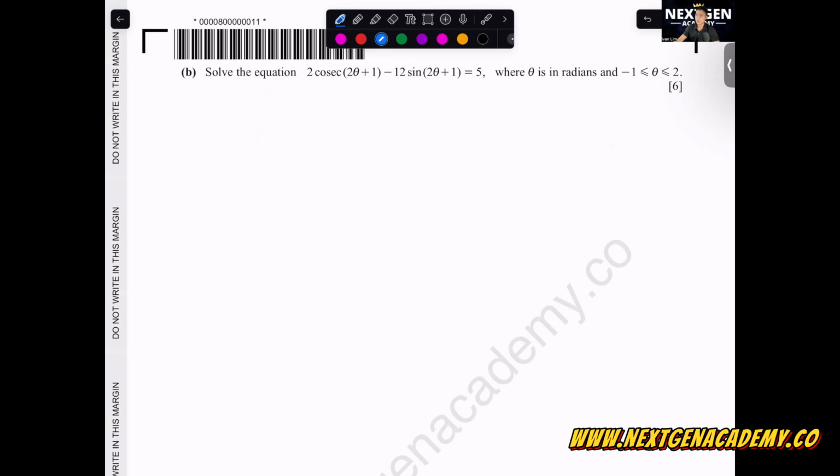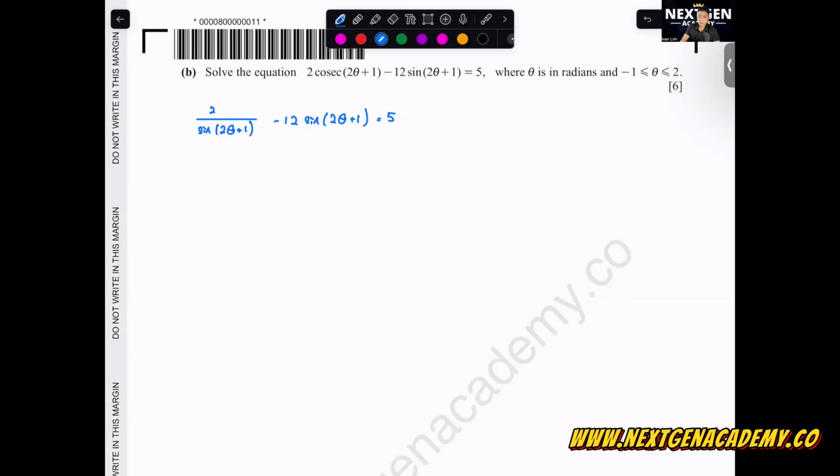Let's simplify this first: 2 cosecant of 2 theta plus 1. Why do I say this is the worst case scenario? Number 1, this is a radian question, negative 1 to 2. Number 2, the angle is not nice: 2 theta plus 1. I don't like to do this type of question, but we still have to learn how to do it. First thing, cosecant, we change it to 1 over sine. So 2 over sine of 2 theta plus 1, minus 12 sine of 2 theta plus 1, equals 5.